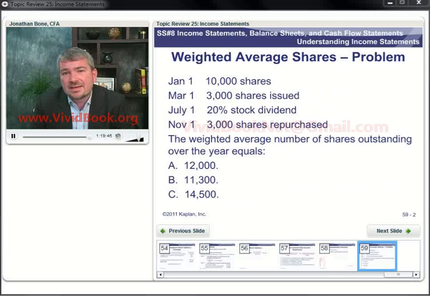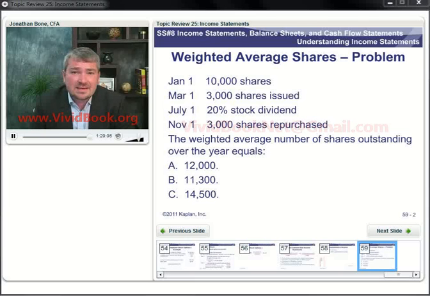Well, remember, take that stock dividend and apply it to the 10,000 and 3,000 because they were both in issuance before the date of the stock dividend. So that's going to give us, what's that going to give us? 12,000 and 3,600. The 3,000 shares repurchased occurred after the date of the stock dividend, so is unaffected. Then, of course, we've got to time weight them.